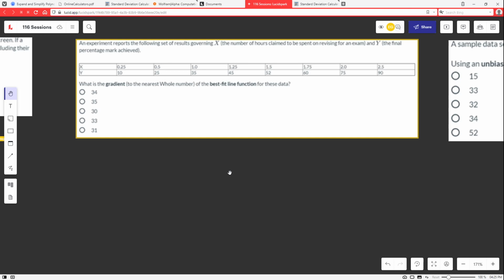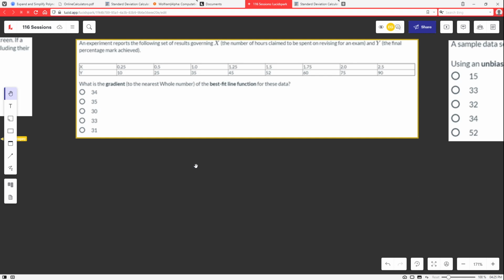An experiment reports the following set of results governing x, the number of hours spent revising for an exam, and y, the final mark achieved. All we care about is the gradient, to the nearest whole number, of the best fit line function for this data. This data, not these data. Data is plural, but "these data" just sounds horrible.